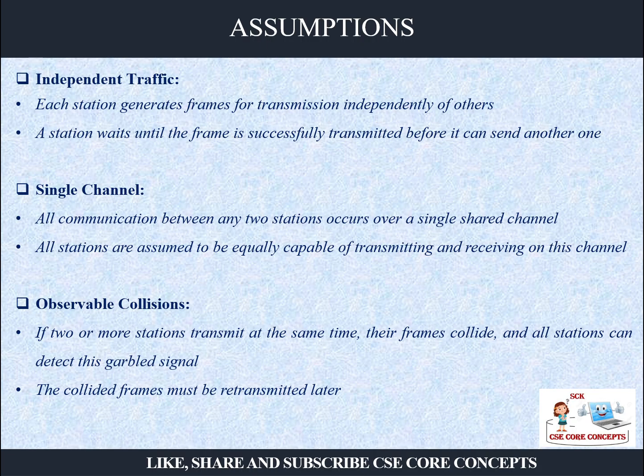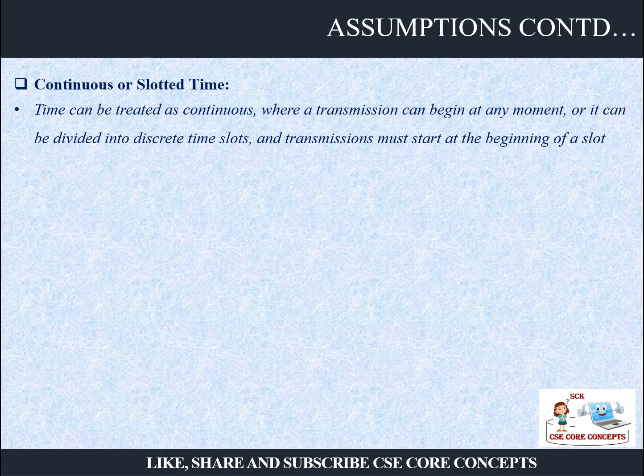This means if two or more stations are transmitting at the same time, their frames are going to collide, and all stations can detect this garbled signal. All stations will get a glimpse that some collision, some problem has occurred. So right now I am not going to send my frame, otherwise it will also get damaged. Now the frames which have collided have to be retransmitted.